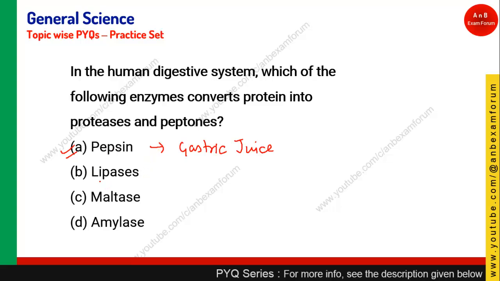What about lipase? Lipase is found in the pancreatic juice, and it converts fats into fatty acids and glycerol. As you know, maltase and amylase convert maltose into glucose, the final one. The glucose is the final energy component. So the answer for this question is option A, pepsin converts protein into peptones.